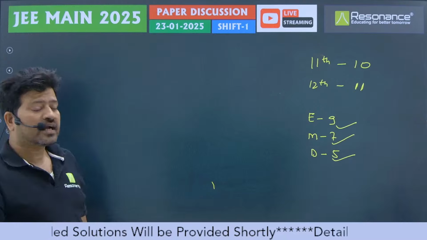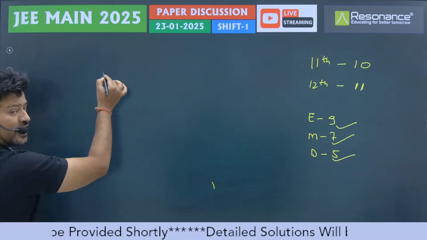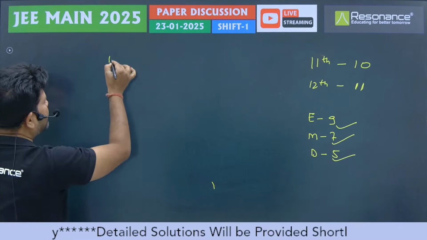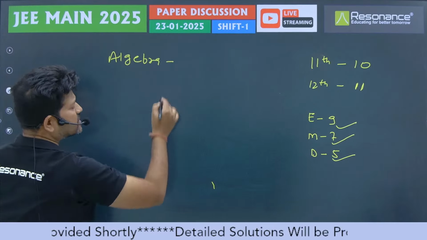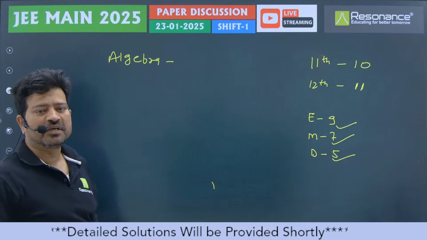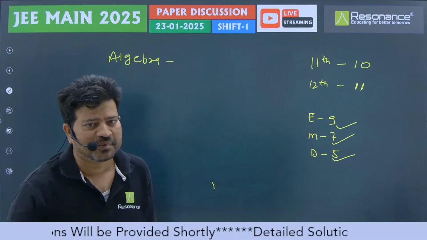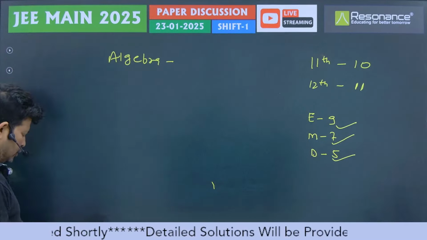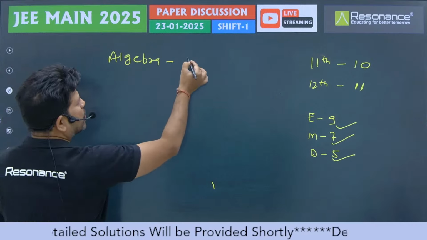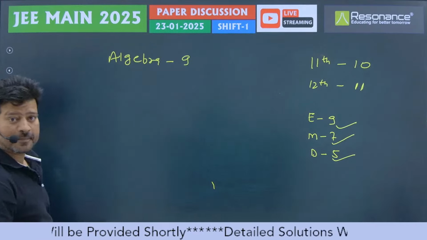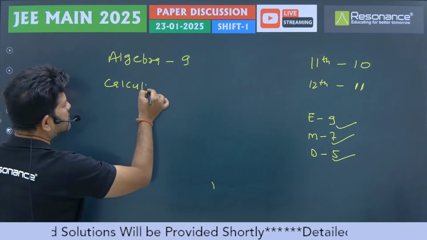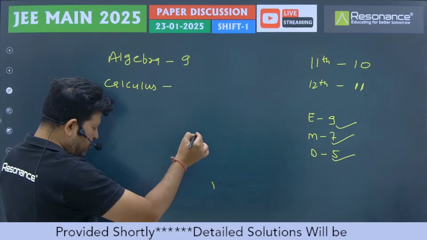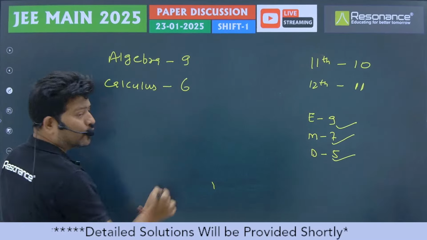Now let us see how many questions came from the algebra part. As we always see, more questions come in mathematics from algebra and calculus. In algebra we can find almost 9 questions. Coming to calculus, there are 6 questions.